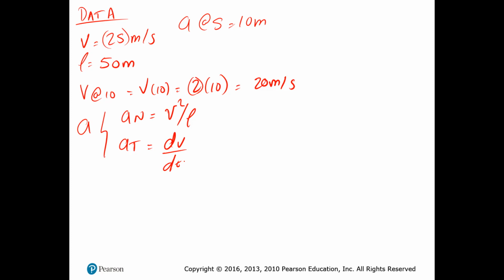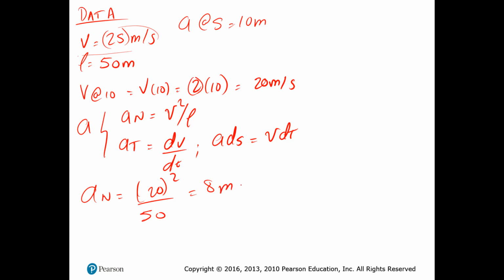We can use that, or we can use another equation, as you remember, a ds equals v dv. The reason is that the velocity is given in terms of s, not in terms of t, so the first equation will not work. So we're going to use this. I'm going to go ahead and calculate the normal component first, which is 20 squared divided by 50, and that will give me 8 meters per second squared.